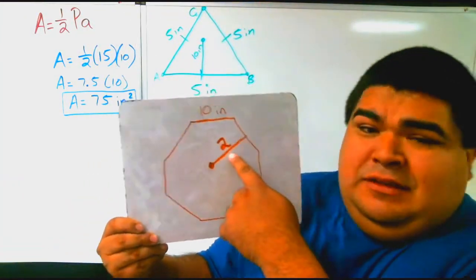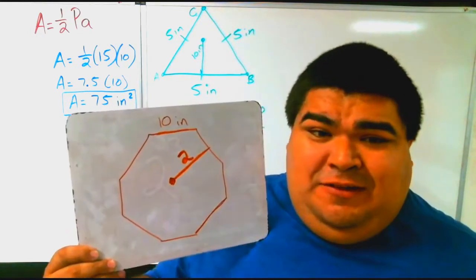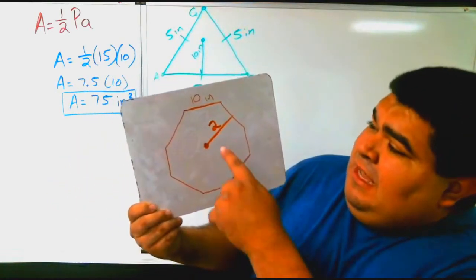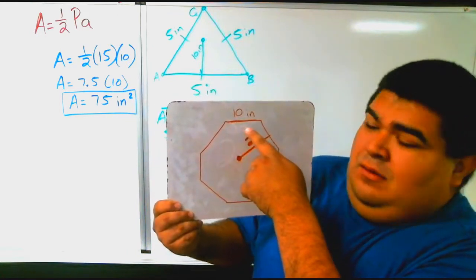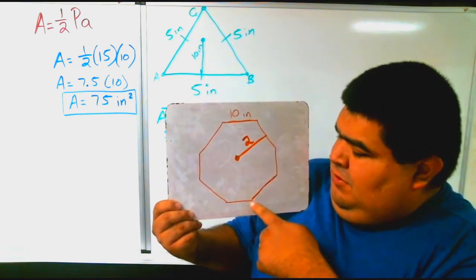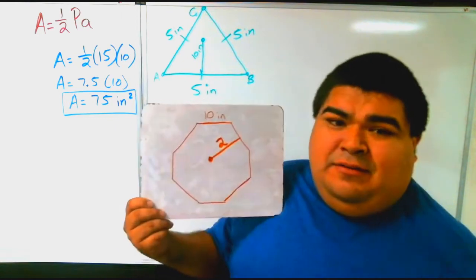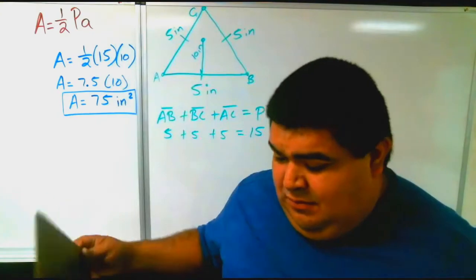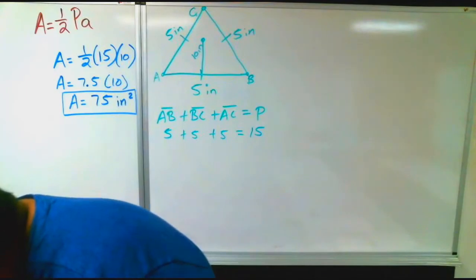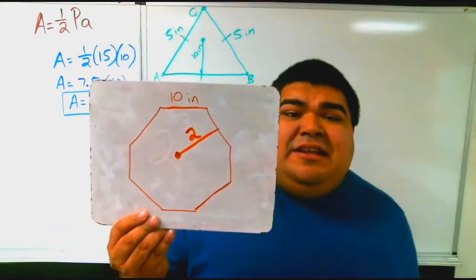Again, our apothem is 2. Our distance, just on one piece, is 10 inches. What we have to do is, keep in mind, how many sides do we have? We have 1, 2, 3, 4, 5, 6, 7, and 8. So that's our name, octagon. It's also known as a stop sign. So remember, we have 8 sides. Each side is 10 inches.